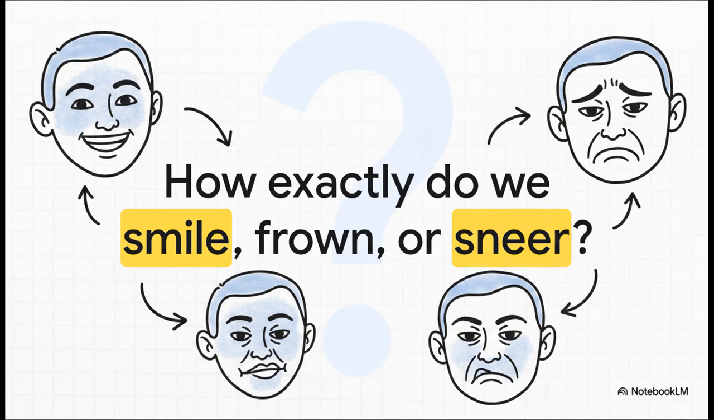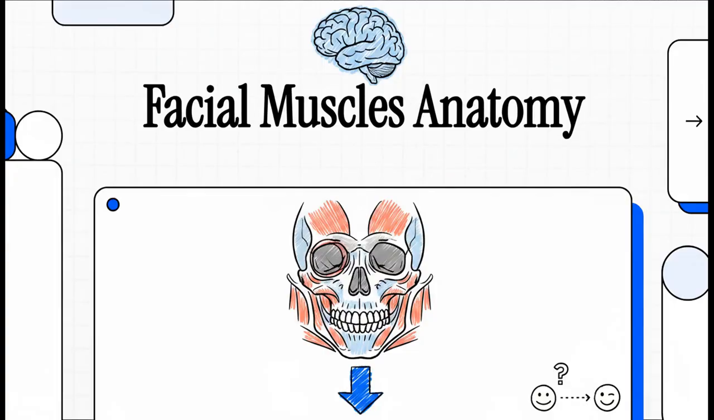Have you ever wondered how, exactly, we smile, frown, or sneer? I mean, how a tiny, almost microscopic shift in your face can completely transform the emotion you're projecting to the world. Well, today, we're pulling back the curtain on the incredible machinery behind those expressions by breaking down facial muscle anatomy. Welcome to This Explainer.